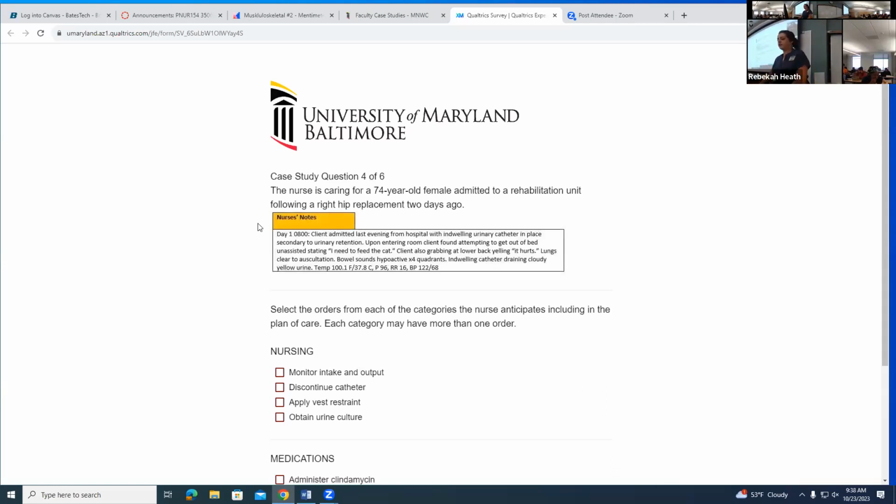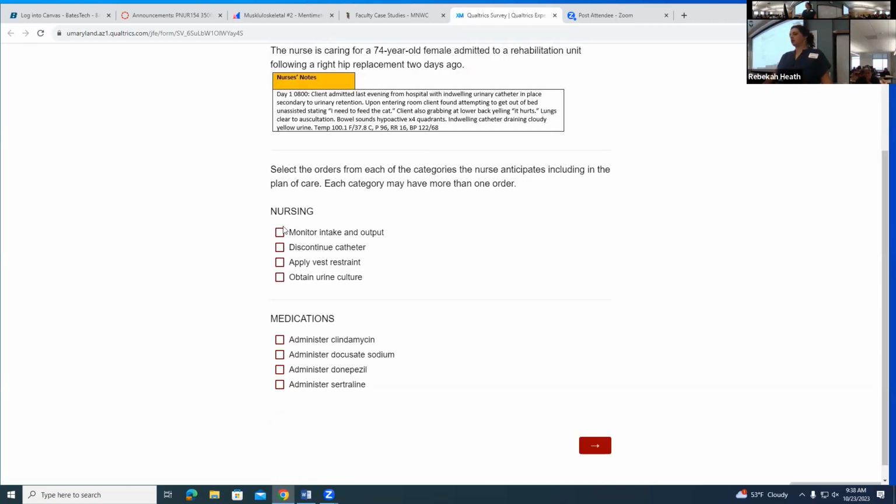All right, so here they give us the nursing note again, but is there anything else beyond that 8 o'clock note we already read? There's not, so we don't have to reread it all unless we need to reference it again. Now it says select the orders from each category that we might anticipate. So we as nurses are not ordering these, right? It's the providers that are going to order these, but we're going to anticipate that they're probably going to order some of these things. So there can be more than one in each category. Just looking at our nursing orders, what do you think the provider might order?